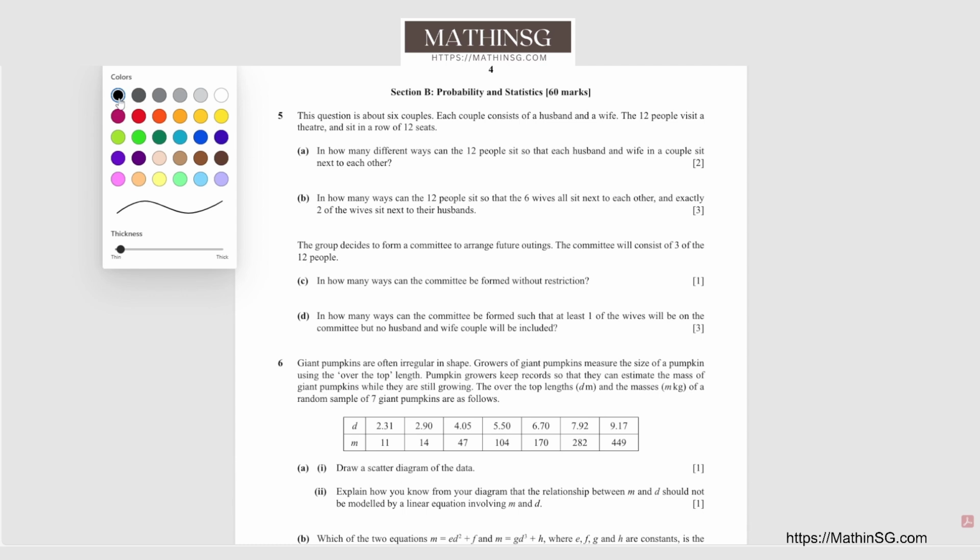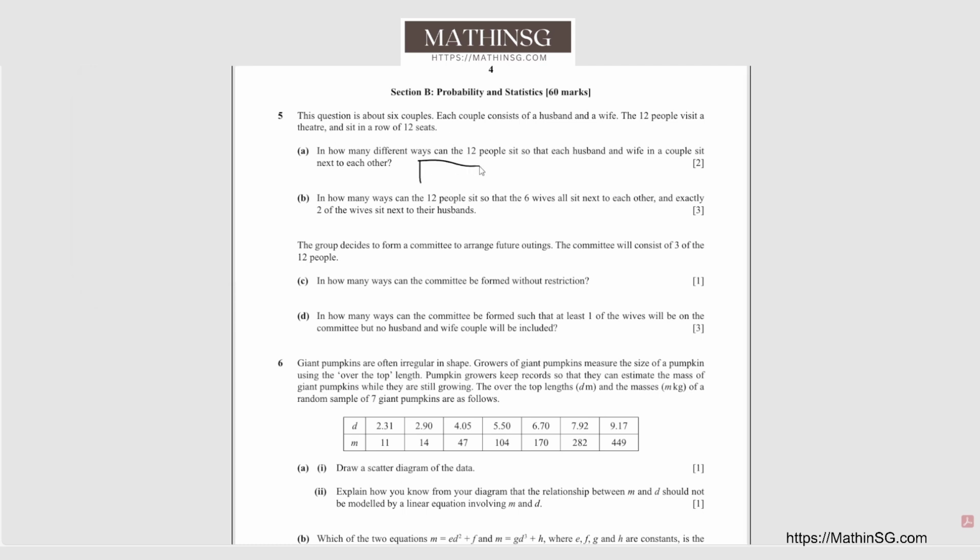So in order for the couples to sit with each other, there are 12 seats here. I can just group 2 seats as a set. Maybe a circle is a seat. So 2 seats as a set, and each set of seats is to be taken by the husband and his wife. So I can look at it as the number of ways is equal to 6 factorial because there are 6 sets of seats.